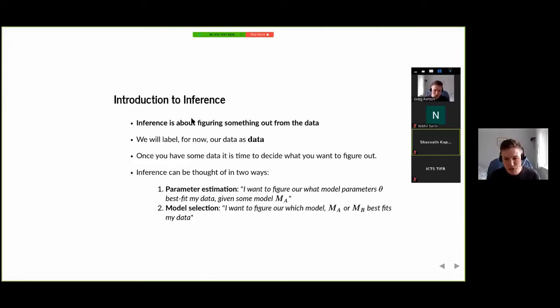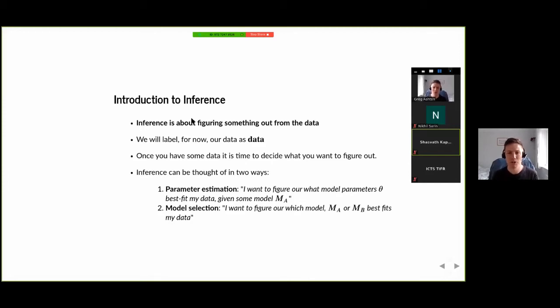Now, there are two things you can do here. The first one is what we call parameter estimation, which is to say, I have a model and it has some model parameters theta. So in gravitational waves, this might be, I have a waveform model that was fit to a numerical simulation or something like that, and it will have some parameters. Those parameters will be the masses, the spins, and so on and so forth. And you can then ask questions about those model parameters.